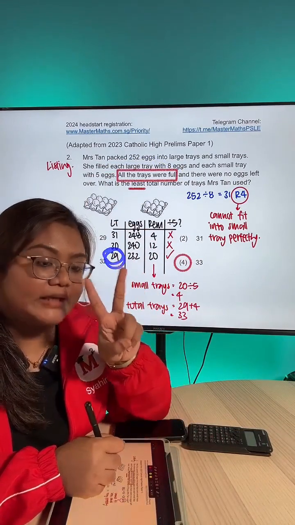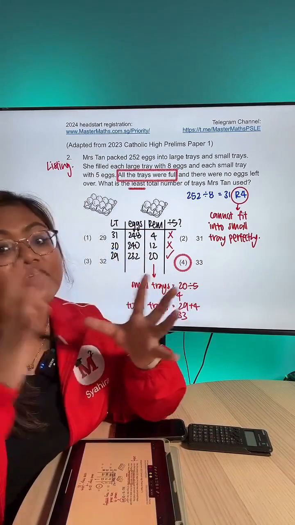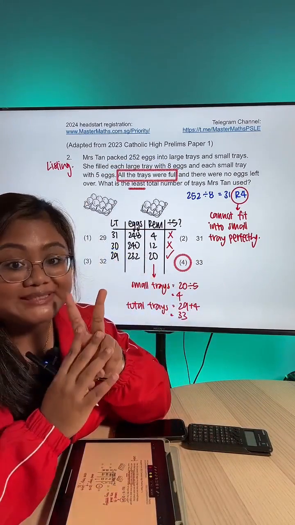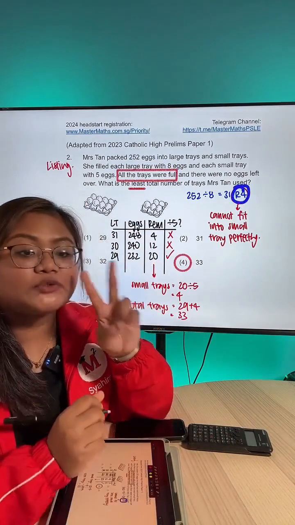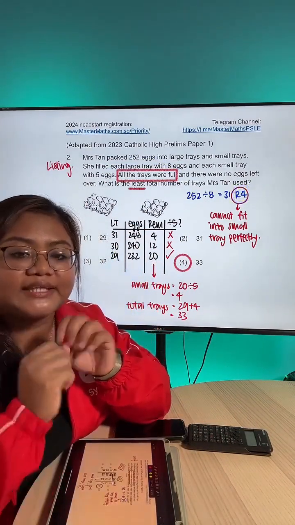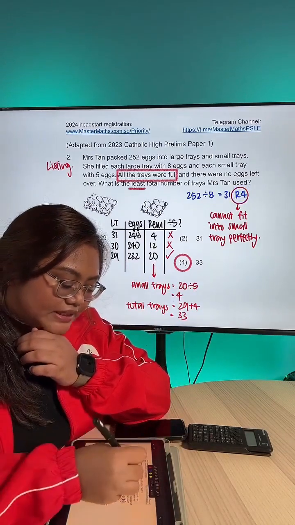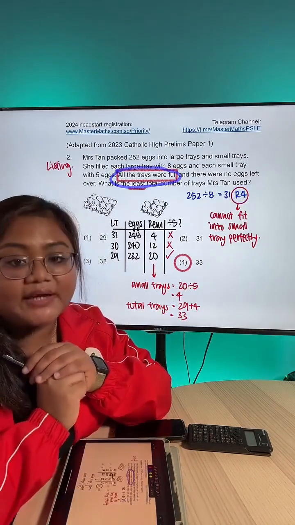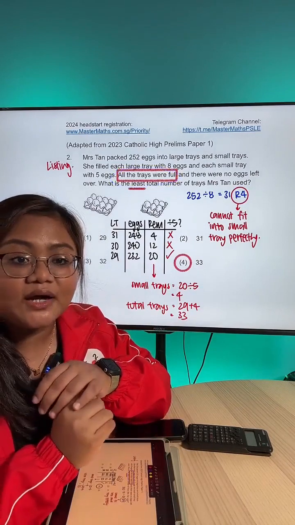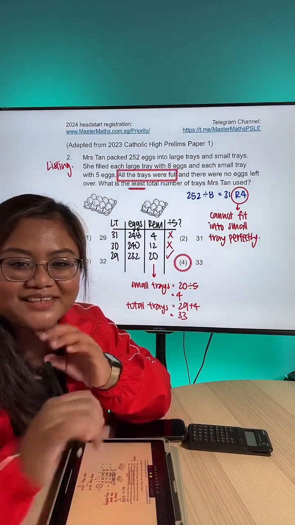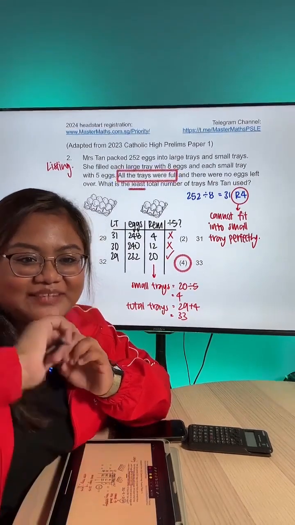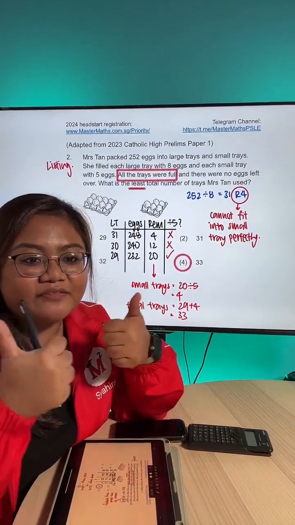So 2 of my large trays, what happened? I take out and regroup them. So 2 of my large trays is 16, plus the remainder 4 is 20 eggs. So now 20 eggs I can divide by 5 nicely. And therefore, I can fit into the small trays perfectly without any spaces. Okay? That's fantastic, you guys. Now you understand. Perfect. The rest of you can follow.